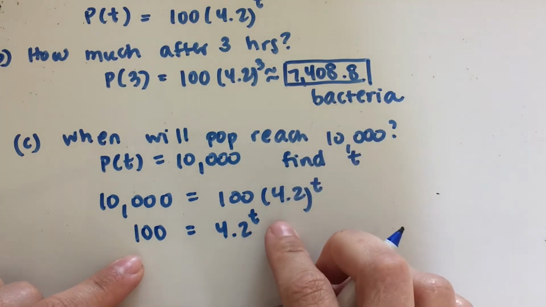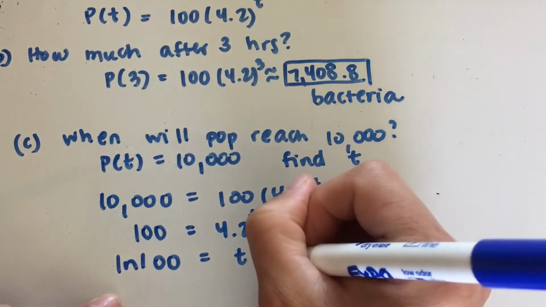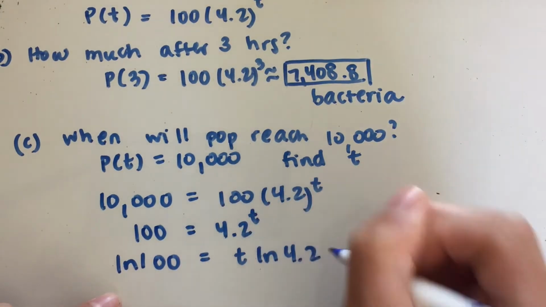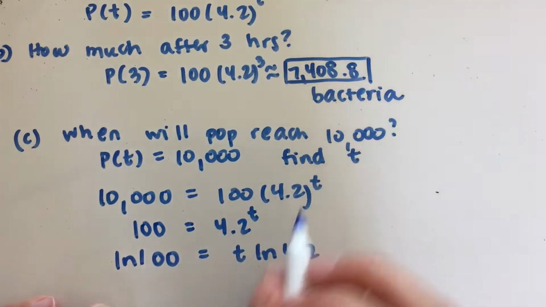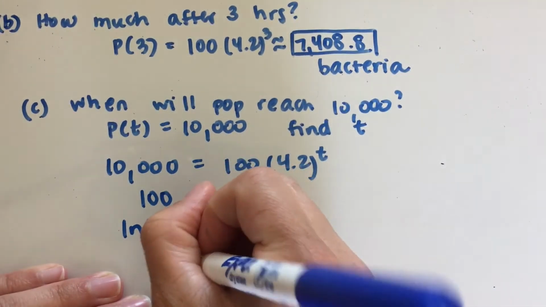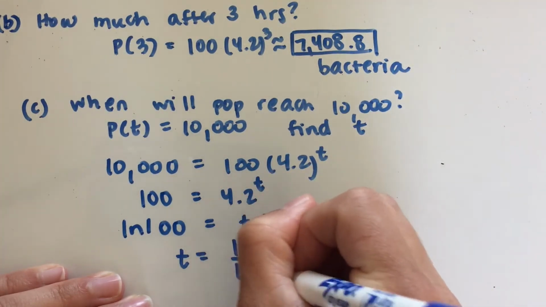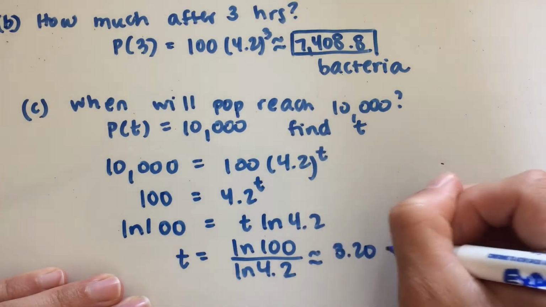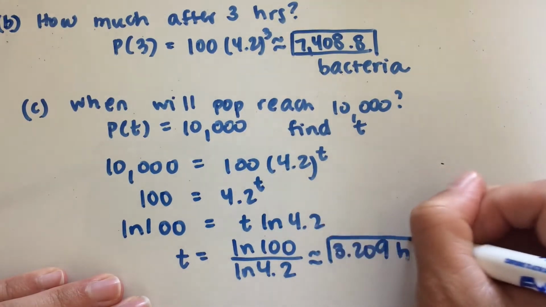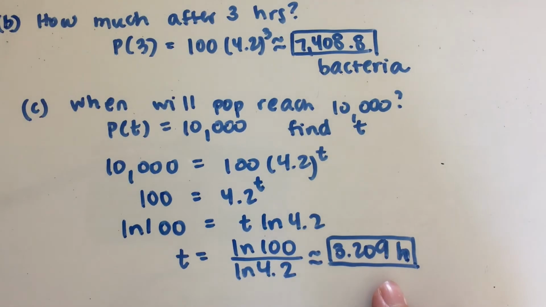And now since t is our exponent, we're going to take the natural log of each side to bring that exponent down. So then I have ln 100 equals t times ln 4.2. Now I'm going to divide ln 4.2 from each side. And I get t equals ln 100 divided by ln 4.2. And that is approximately 3.209 hours. So after 3.209 hours, there will be 10,000 bacteria.